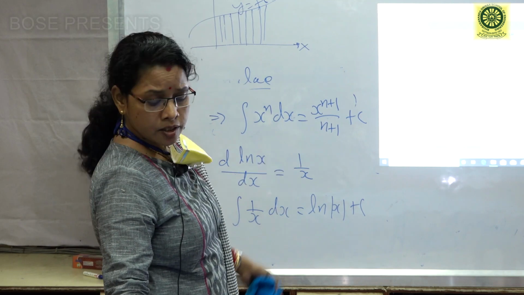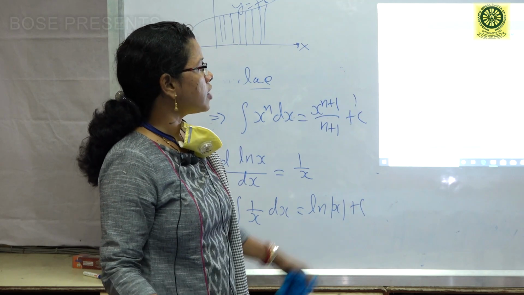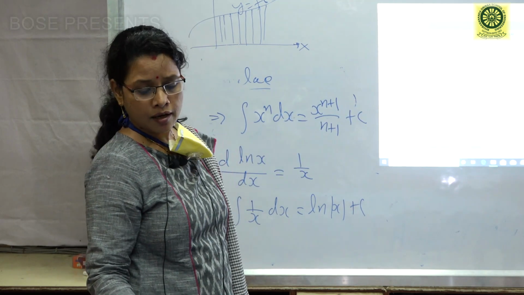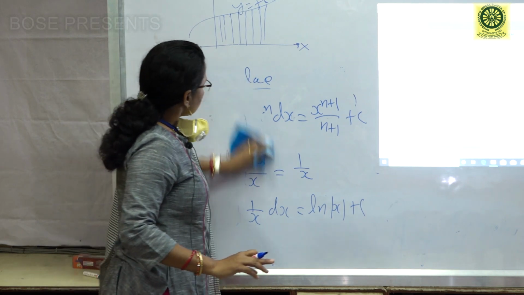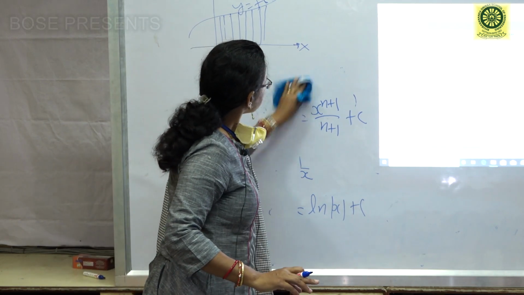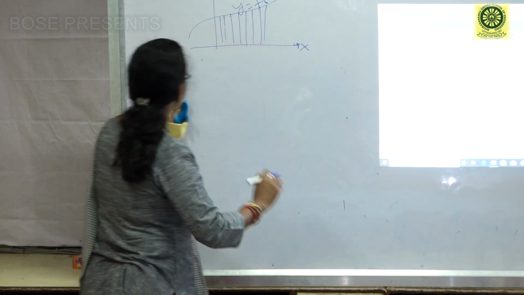Now the next one we have already proved. The integral of cos x with respect to x is sin x plus c. Okay. Now let us come to the next one.